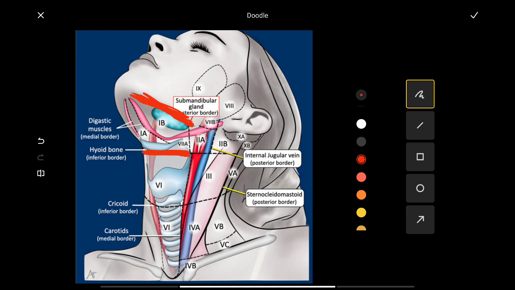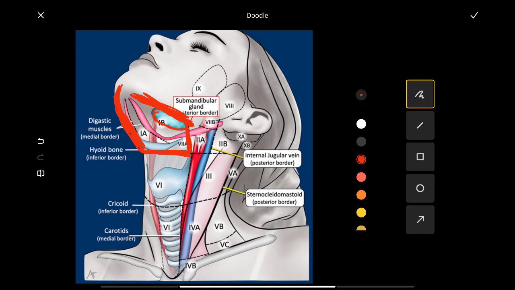Posteriorly is the, what is this? You know this gland? Submandibular gland. Posteriorly is the posterior border of the submandibular gland. Anteriorly is the platysma muscle, right? The platysma muscle, which extends from the face down and covers basically all of the anterior neck. So that's level 1.